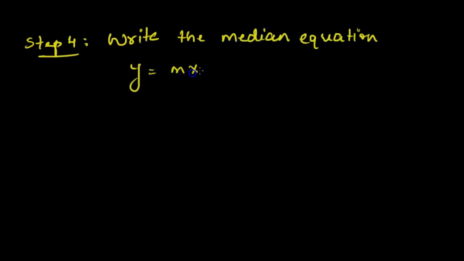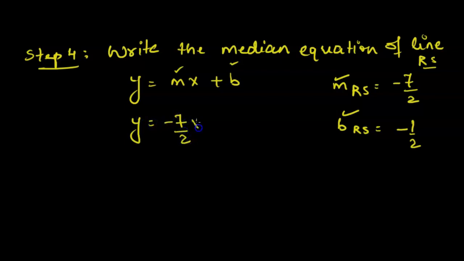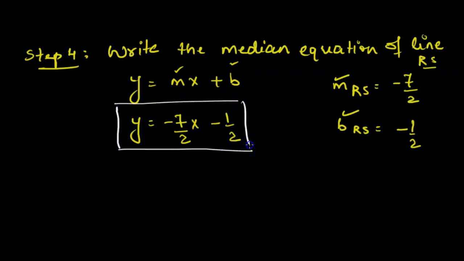So step number 4 is to write the final answer. That is the median equation. It's y equal to mx plus b. We've got the slope of RS. That was -7/2. We've got the y-intercept of RS. That is -1/2. We are writing the median equation of line segment RS. So we need the slope of RS and we need the y-intercept of RS to substitute as m and b. Therefore, the equation is going to be y equal to -7/2x minus 1/2. And this is our equation of the median RS. And this is how we find the equation of a median.